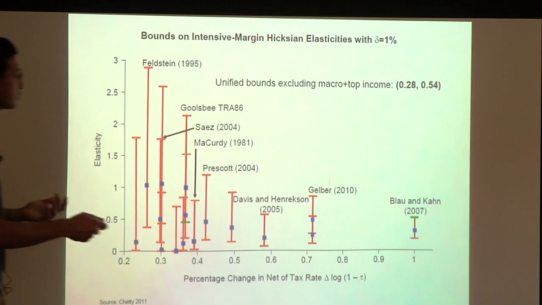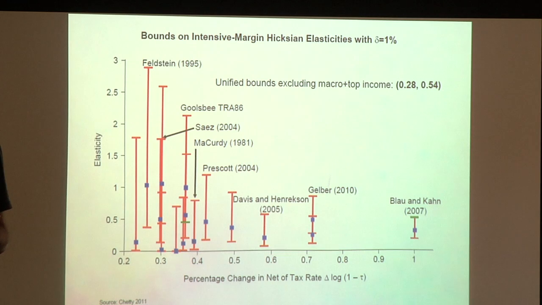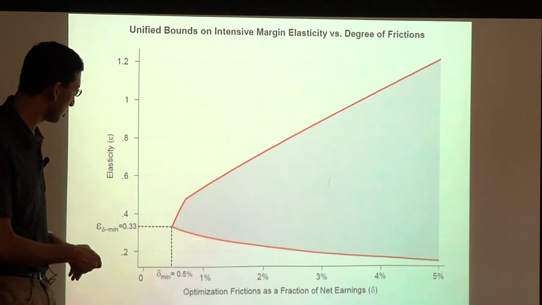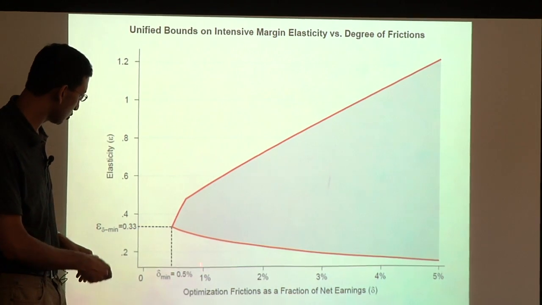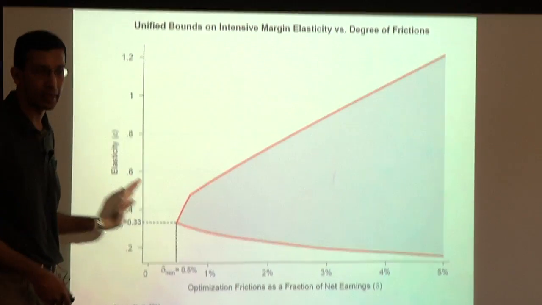So of course, when you exclude information, you're going to get wider bounds, right? So you get from 0.28 to 0.54. This is what I think a plausible range is for the intensive margin Hicksian elasticity for actual labor supply. And then it's natural to ask, why do you pick a delta of 1%? How do you know that's the right number? We don't. So it's natural to say, how did those unified bounds vary as you vary delta? And so that's what this diagram shows you. So delta on the x-axis, I showed you the bounds with the delta of 1%, which range from 0.28 to 0.54. And then we just vary the delta.